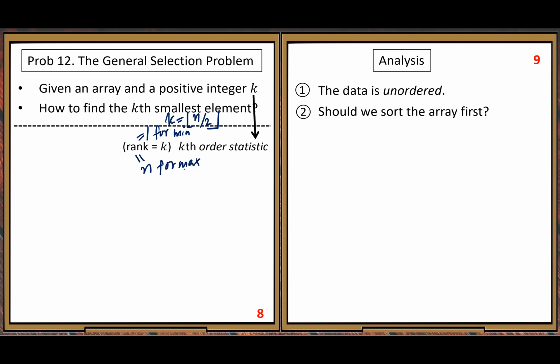The next question: should we sort the array first? Actually, if you sort the array, then you do too much work. You do not have to sort the array in order to find the kth smallest element. In other words, you can use fewer comparisons to find the kth smallest element than it takes to sort the array. But this is a long discussion and we do not have time today. I will discuss this topic further next time.